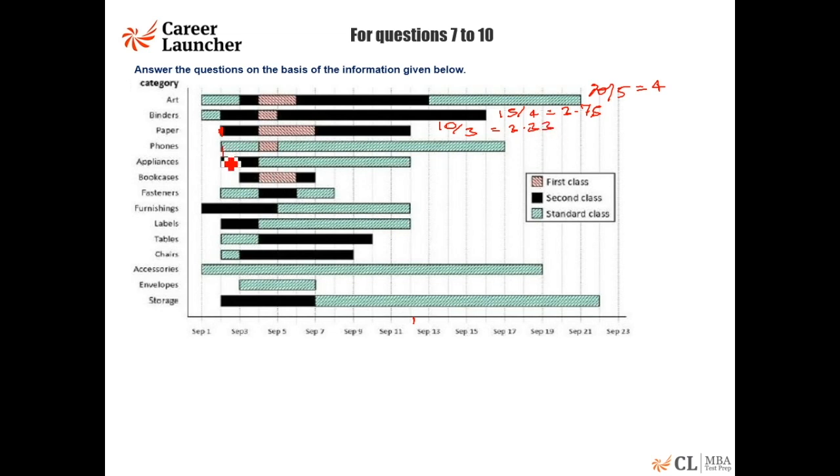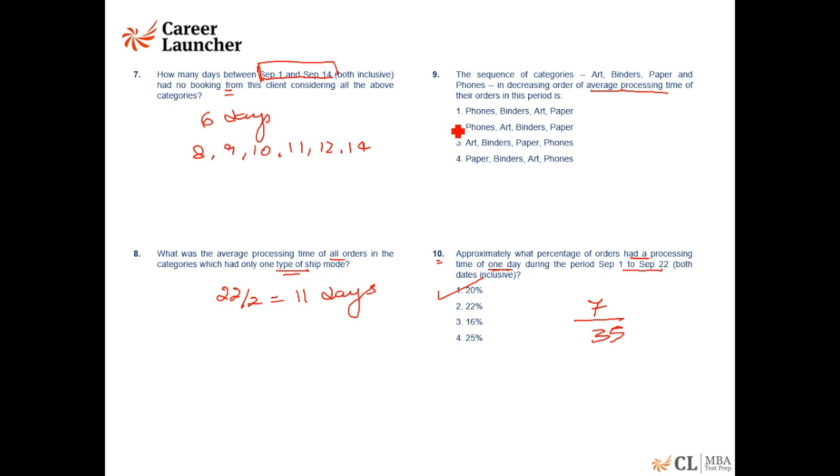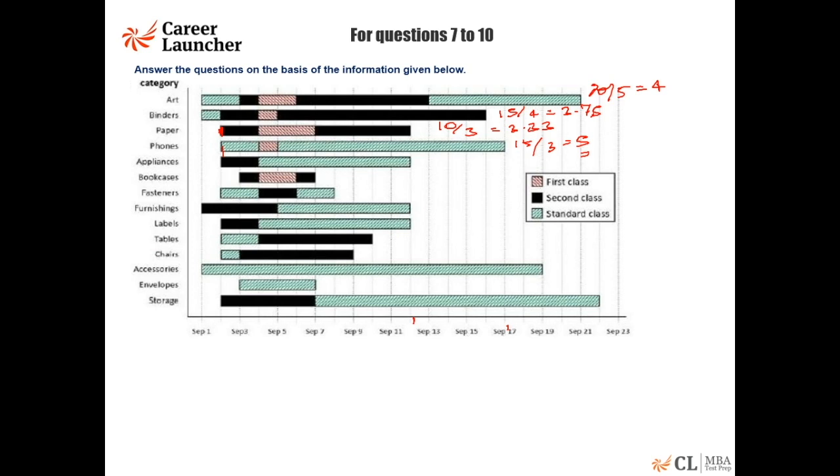And the phones are again from 2nd till 17, 17 minus 2, 15, 15 by 3, which is equal to 5. So phone is the highest, second highest is art. And third, binder and paper. I'll just confirm. Binder, yes, absolutely right.